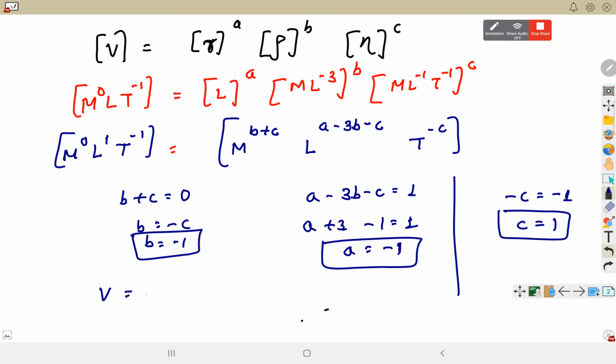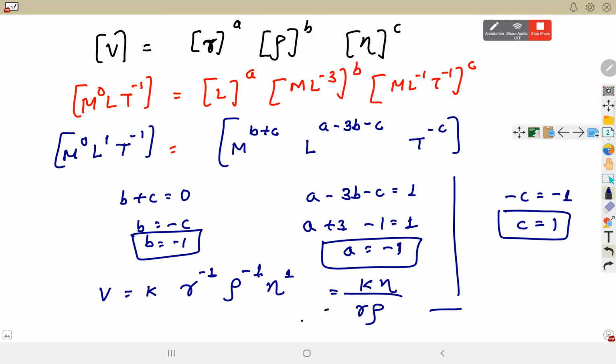So the critical velocity came out K R to the power minus 1, density to the power minus 1, eta to the power plus 1. So that is K eta divided by R times rho. This is the critical velocity formula, the critical velocity of liquid through a pipe. C stands here for the critical, K eta divided by R times rho, where K is a numerical constant, that value is unknown. So we'll leave it from here.